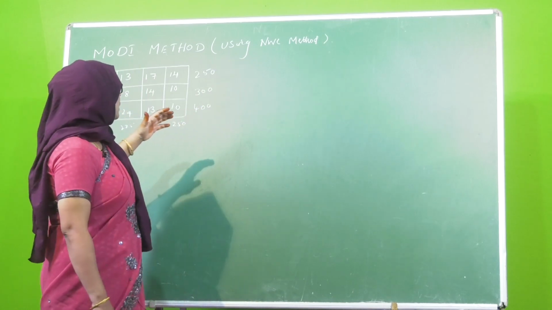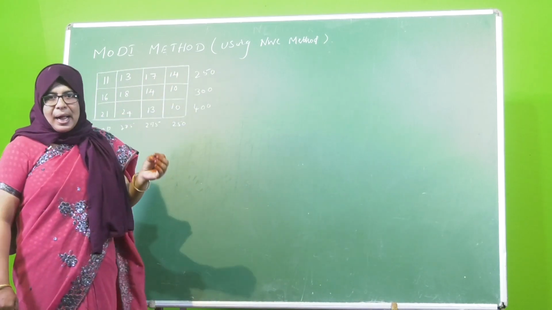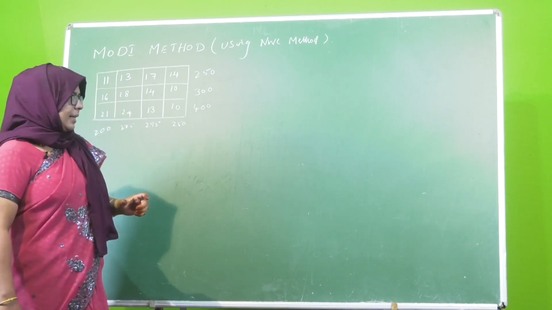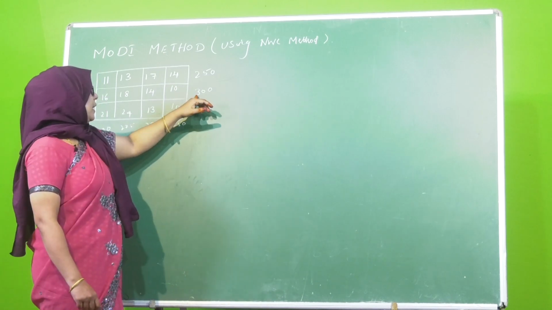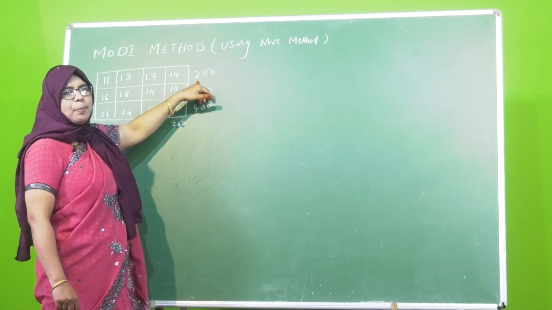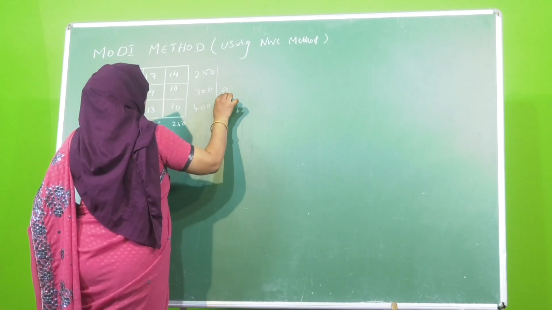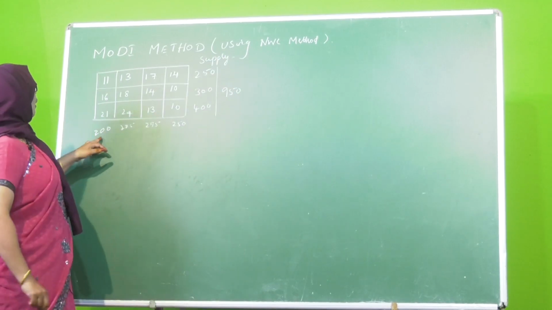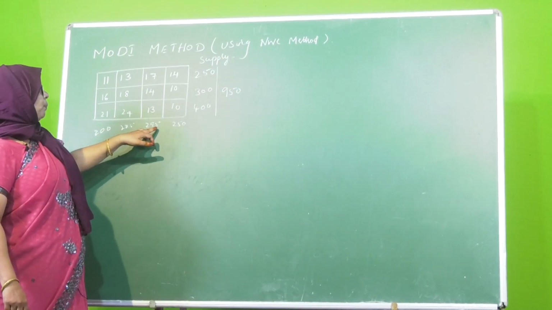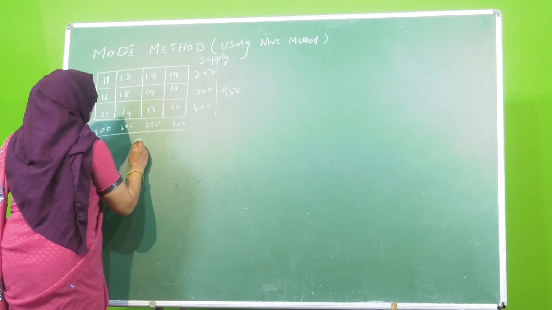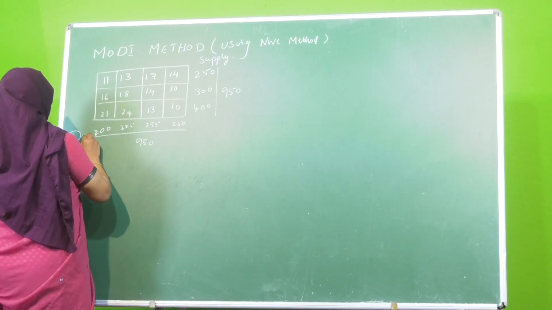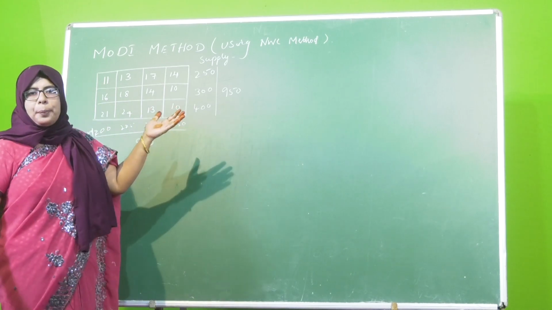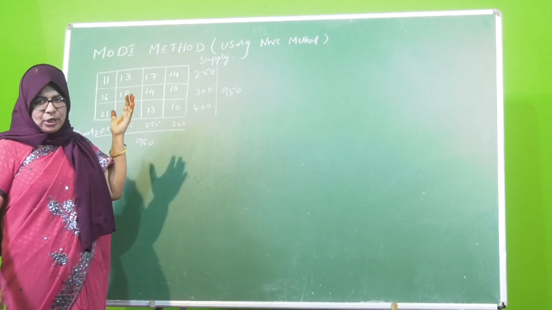First of all, we have to check whether the problem is balanced or unbalanced. So, how can we check? That is 300 plus 400, 700, 700 plus 250, 950. That is the supply. And 425, 625, 700, 950. That is the demand. Demand value is also 950. So, the problem is a balanced transportation problem.